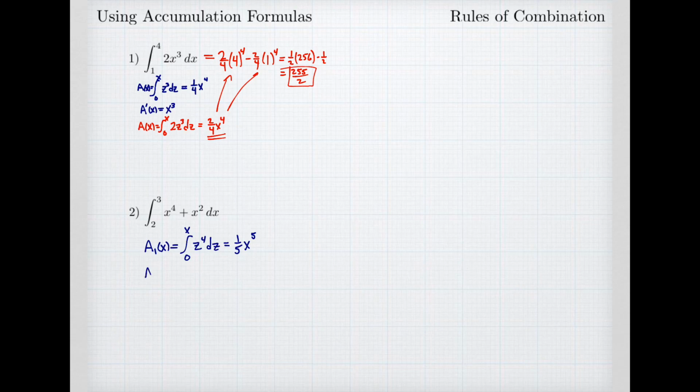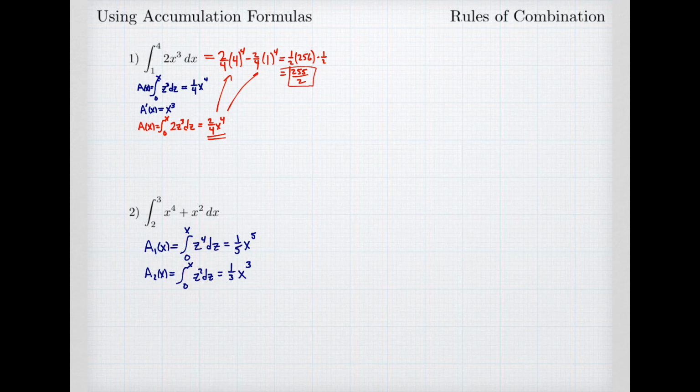And we have a second accumulation function, integral from 0 to x of z squared dz. The new power is the endpoint x cubed, and we multiply by the reciprocal. So our problem has a summation of my two rates.